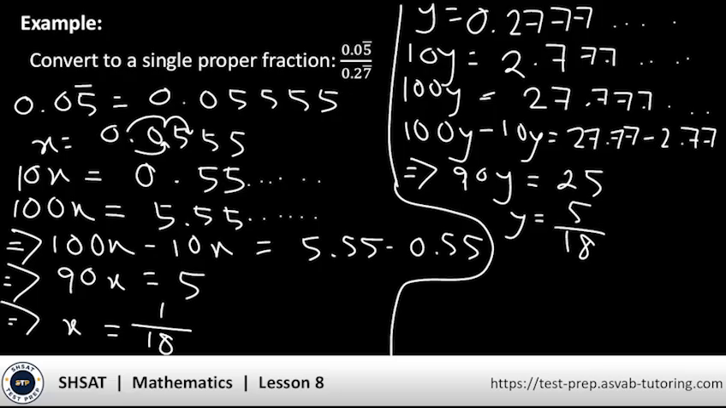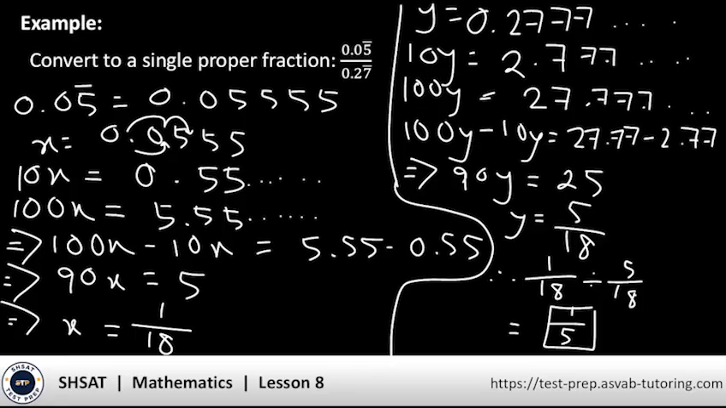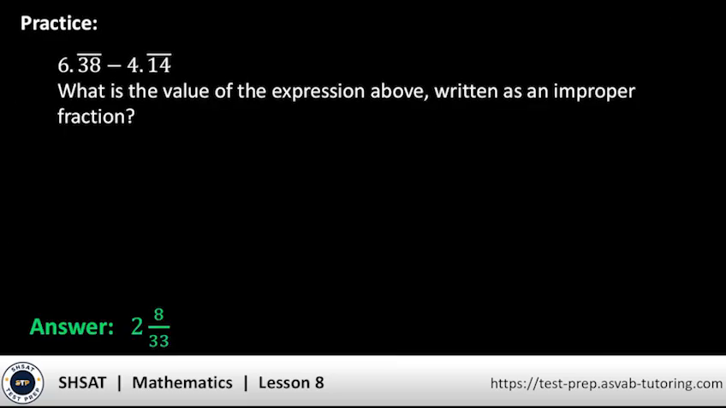Now you have 1 over 18 in the numerator and 5 over 18 in the denominator, which basically means 1 over 18 divided by 5 over 18. The 18 and 18 are going to get cancelled out. So that is just 1 over 5, which is my final answer. Okay? All right. Moving on to the next part.